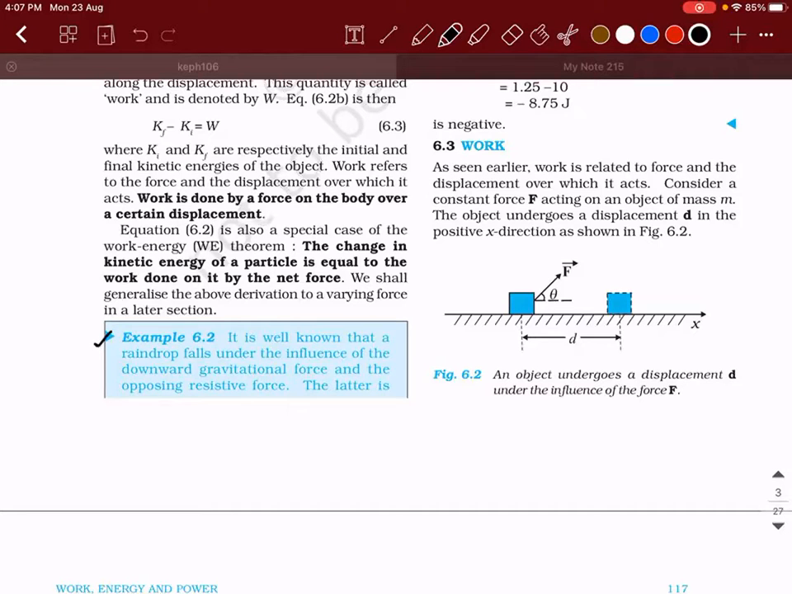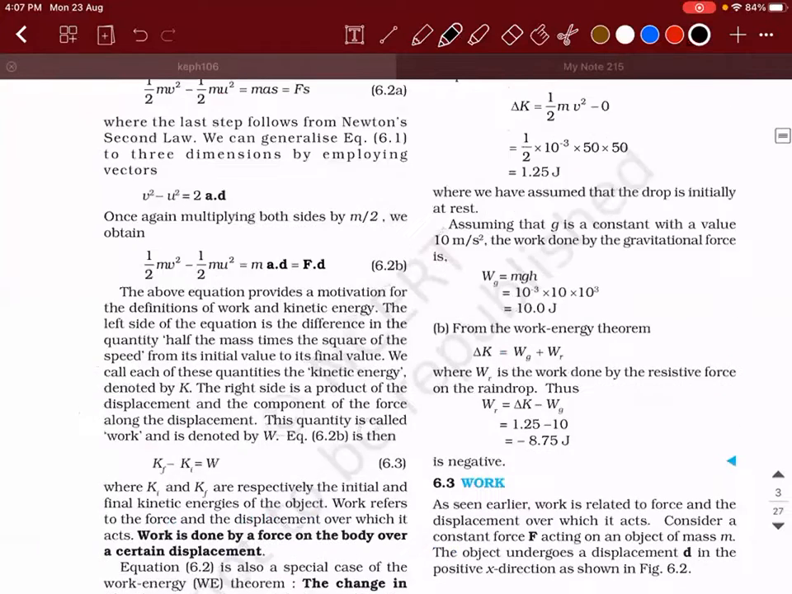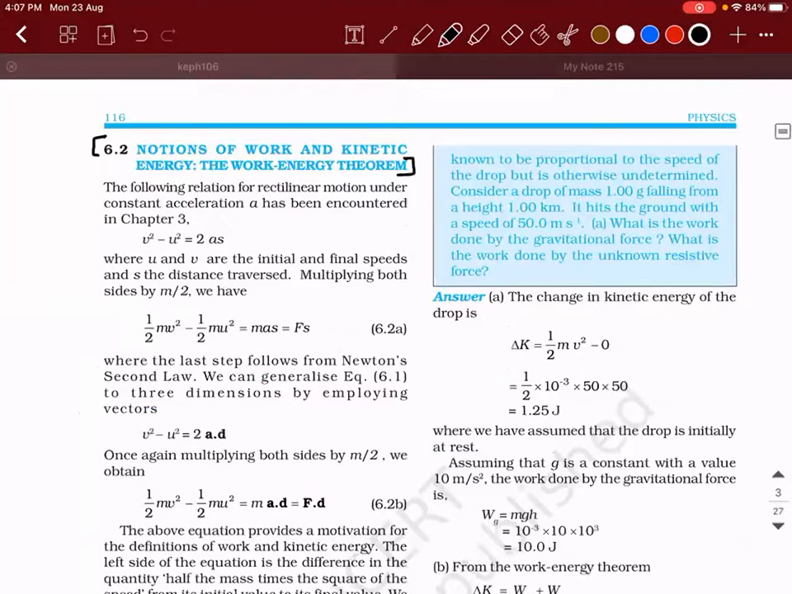It is well known that the raindrop falls under the influence of downward gravitational force and the opposing resistive force. So there is a raindrop, approximated to a sphere. It falls under the influence of its own weight and it experiences a resistive force in this direction. The latter is known to be proportional to the speed of the raindrop, but it is otherwise undetermined.